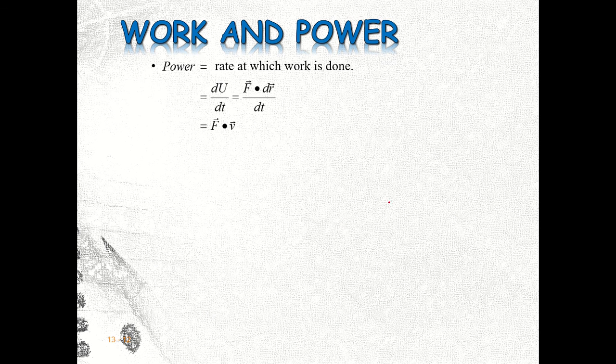We have work and power. Power is the rate at which work is done. The definition of power is just the differential work with respect to time. We know that dU is just the product of the vectorial force and the vectorial displacement dr, with respect to time. This dr over dt, the derivative of displacement with respect to time, we know is the velocity. So we can reduce the equation into the vectorial force multiplied by the vectorial velocity. So that's our definition of power.